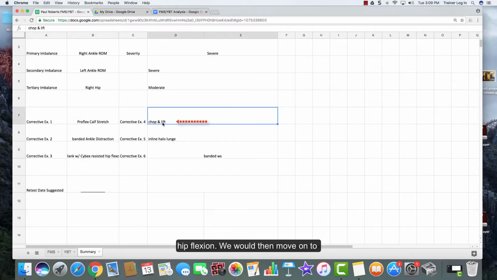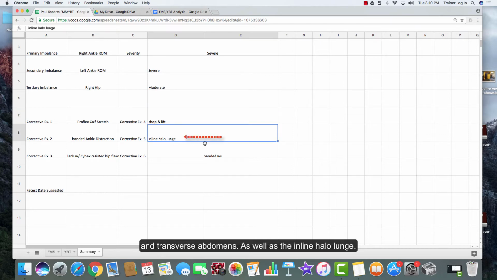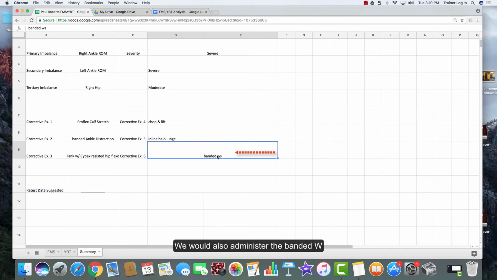We would then move on to a static chop and lift, which works hip stability and transverse abdominis, as well as the inline halo lunge. We would also administer the banded W's to improve external rotation and strengthen that position.